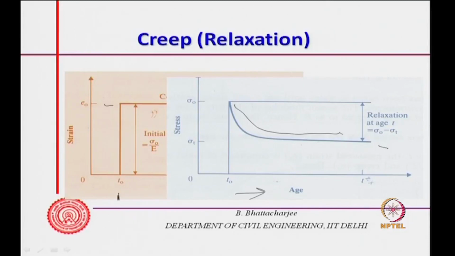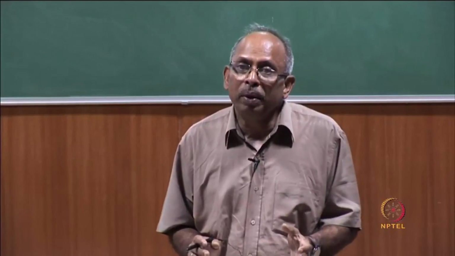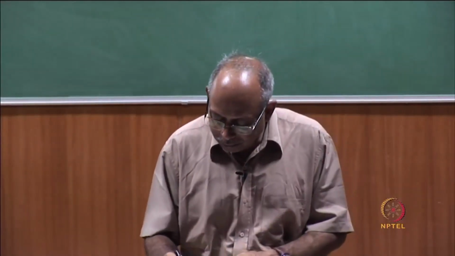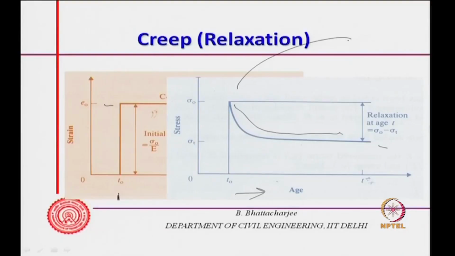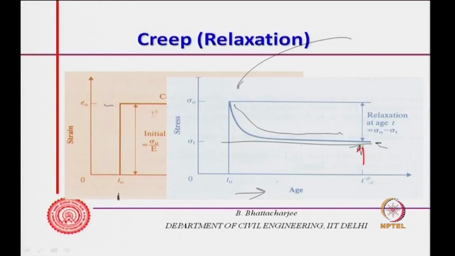Since creep varies with time, relaxation will also vary with time, and since creep was something of this kind, relaxation will be in the opposite direction. So, here is the stress, not the strain, and the stress gets reduced. Relaxation at any age will be given as sigma 0 minus sigma t, where this is your sigma t.